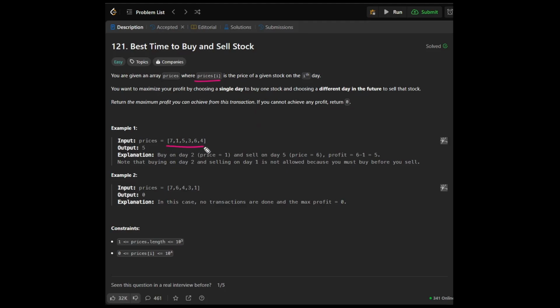Let's take this example. These are the prices on different days. You can call it day 0, day 1, and so on. If I buy at 7 and I sell at 1, I'm at a loss. We need to maximize the profit. Just looking at the array, you can see that if we buy at 1 and we sell at 6, we get the maximum profit of 5. And that's the solution. A naive approach to the problem would be, how about we calculate every possibility?